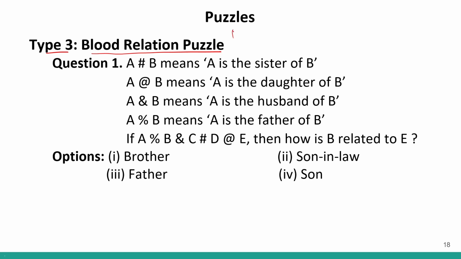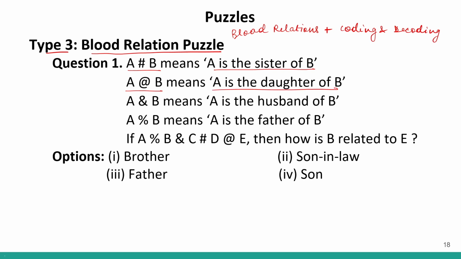This particular question is blood relations plus coding and decoding, so 2 concepts are being used. Now, these are the codes. A#B means A is the sister of B. A@B means A is the daughter of B. A&B means A is the husband of B. And A%B means A is the father of B. These are the codes, correct? And this is the expression. We have to first make the family chart of this expression based on the codes, and then answer the question.